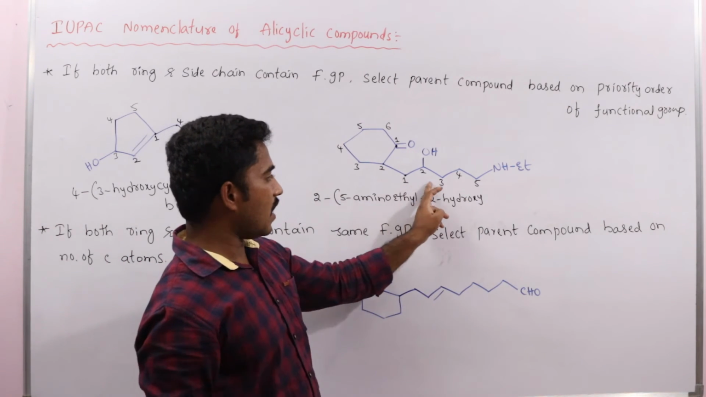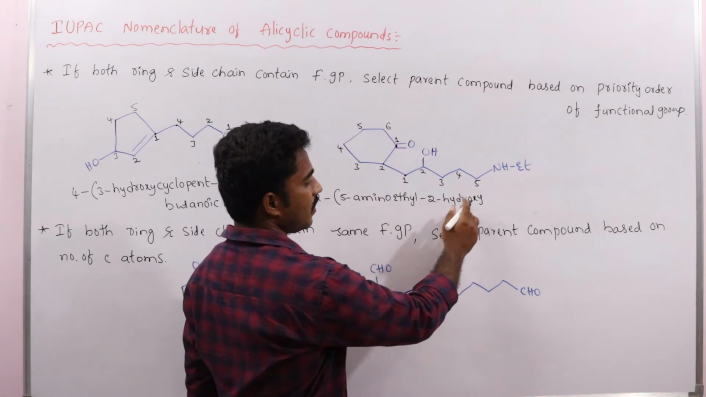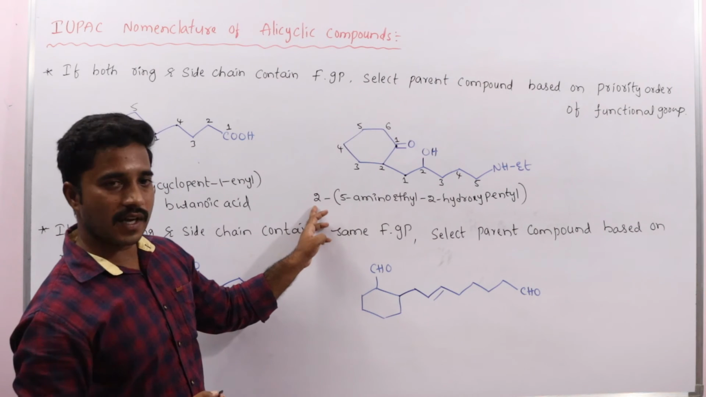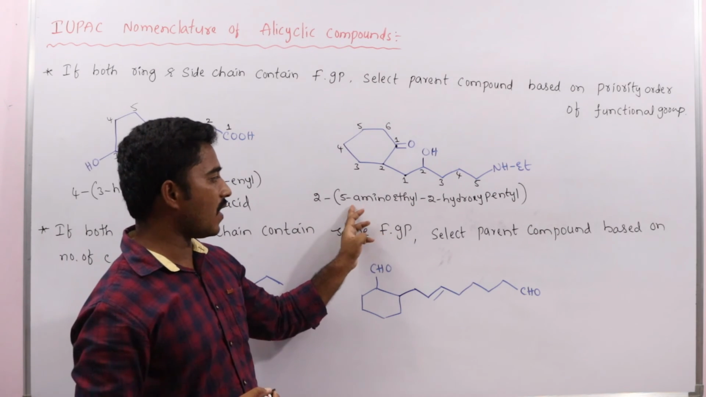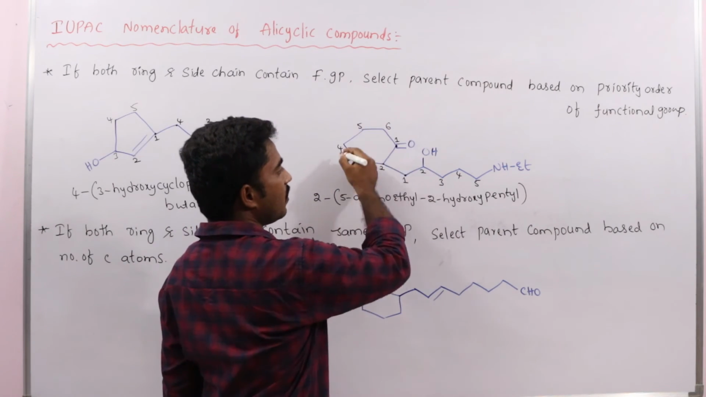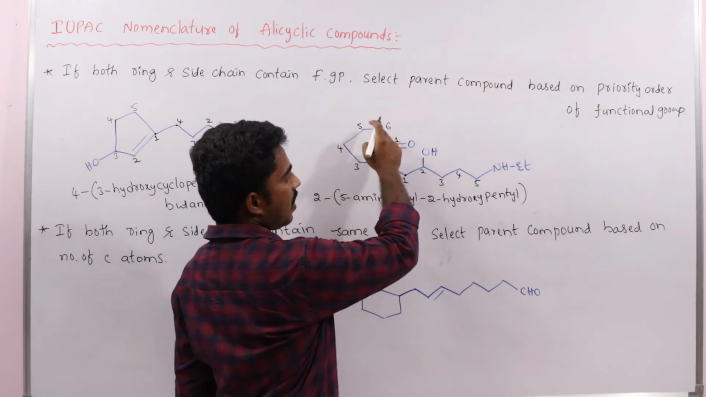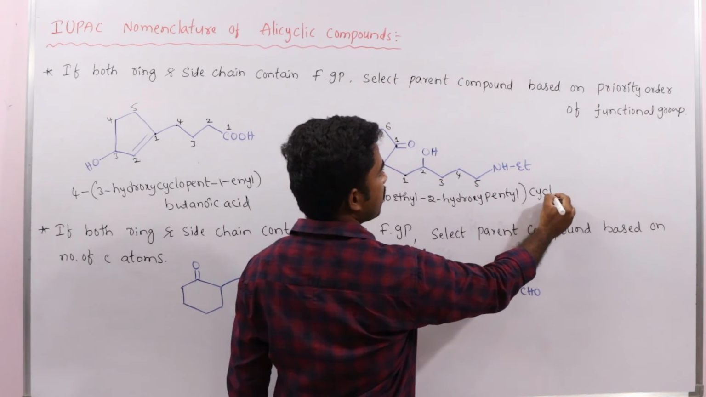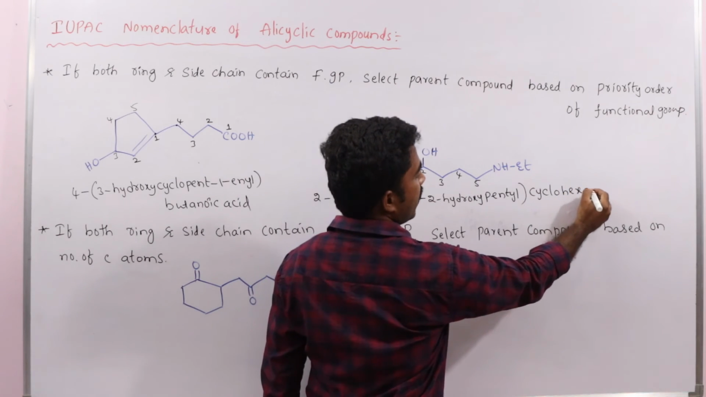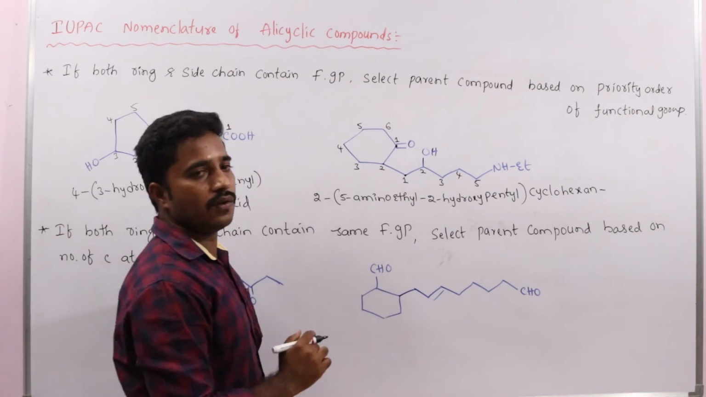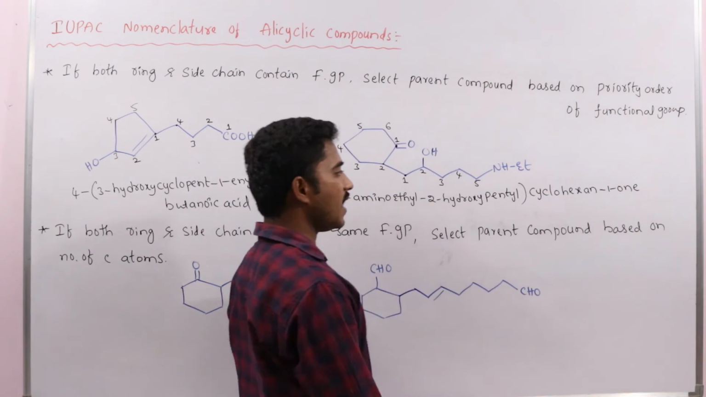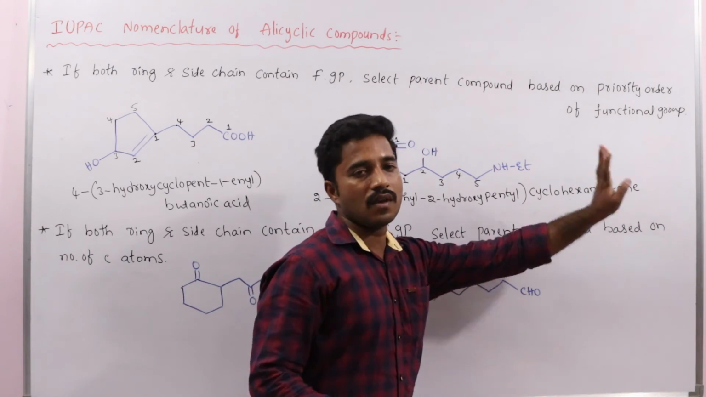Okay, total number of carbons in the side chain: 5. That's why pentyl, bracket close. At the second position of the parent chain, which substituent is there? 5-amino-ethyl, 2-hydroxypentyl. Okay, the parent compound contains 6 carbons. That's why here cyclohex. Cyclohex, it is a saturated one. Cyclohexane, at first position a ketone group is there. That's why cyclohexane 1-one, because for ketone the suffix is -one.